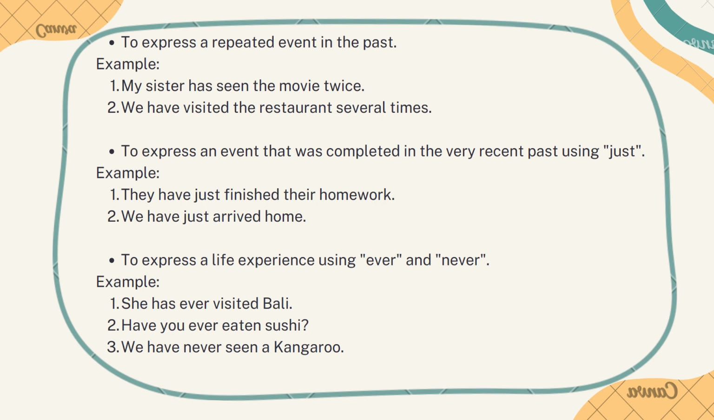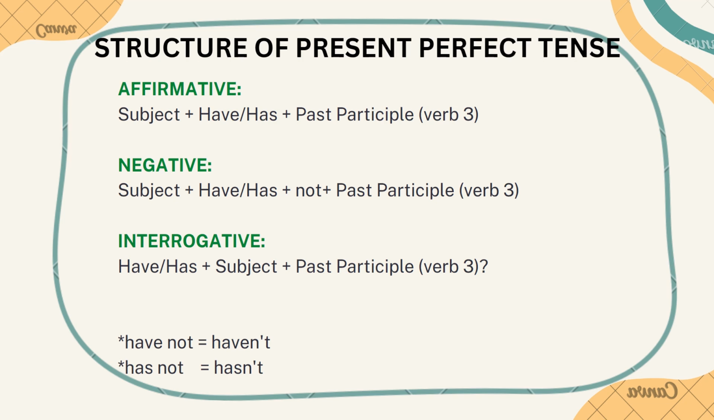Now we're going to look at the structures of the sentence of the present perfect. Alright students, now we're going to talk about the structures of the present perfect tense. The first structure of the present perfect tense is the affirmative structure.